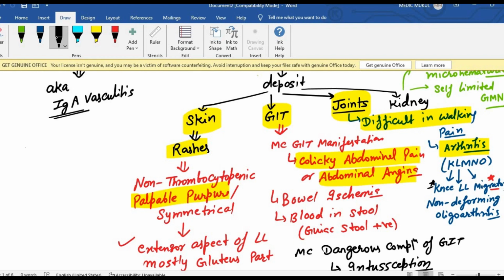Okay, tell me, in oligoarthritis, which is the most common joint affected? Oligoarthritis, revision. Which is the most common joint affected? Anyone, write to me in the chat box. Oligoarthritis, the most common joint affected is the? I told you in the video also. That is the knee joint. Please revise.